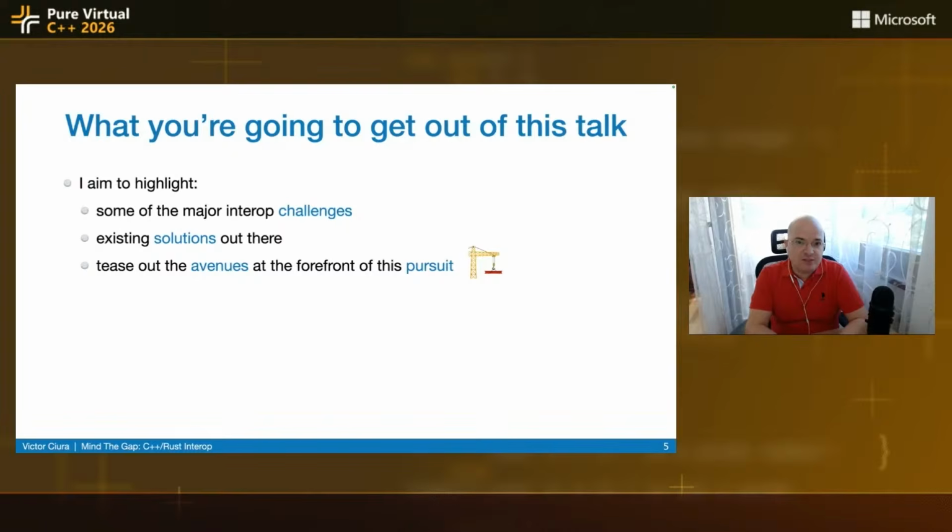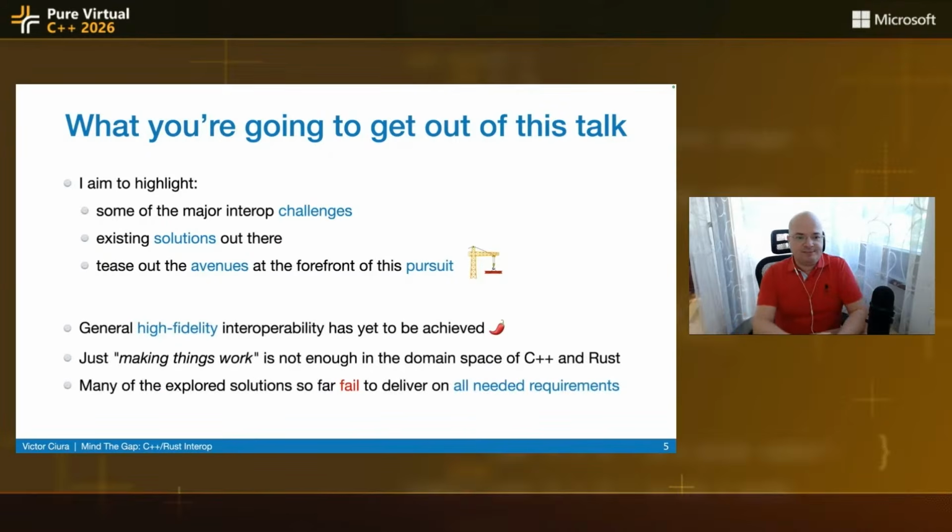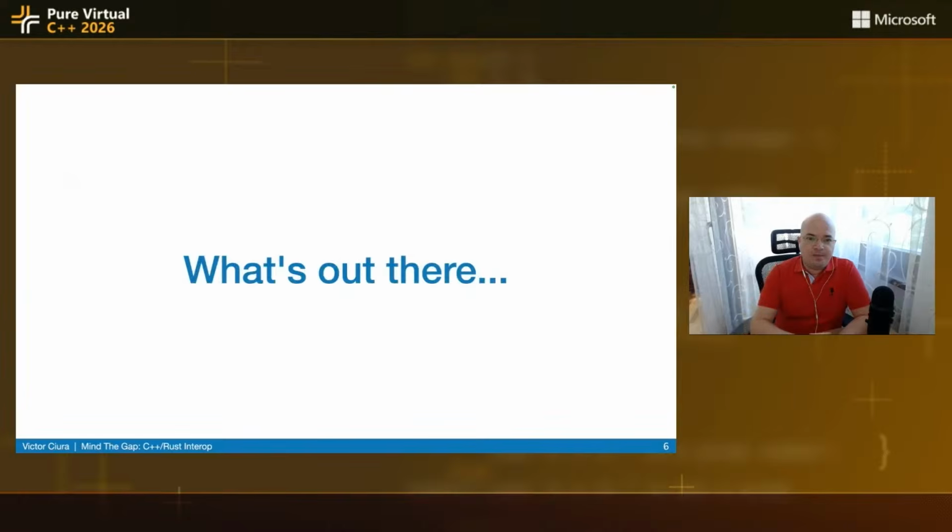Just making things work in the problem space where C++ and Rust coexist is not enough. As such, I think most of the solutions explored so far by the community fail to deliver on all the requirements, swinging a vast range from either being ergonomic but not as performant, or being very performance-minded but not very ergonomic to use. So I'll try to walk you through some of these things. So let's see, what's out there?